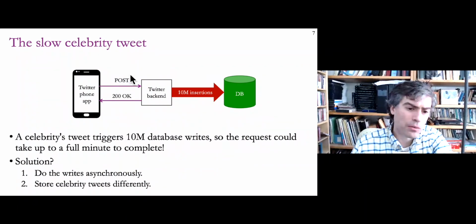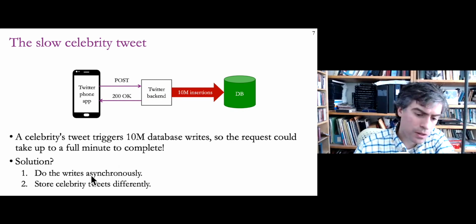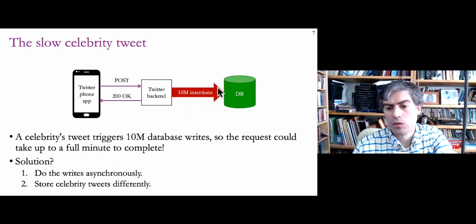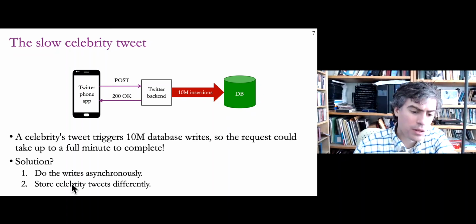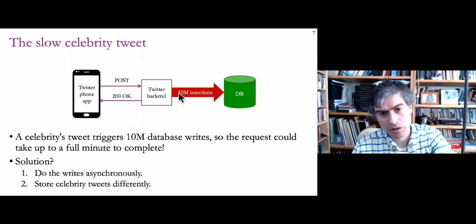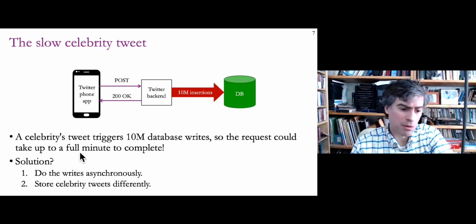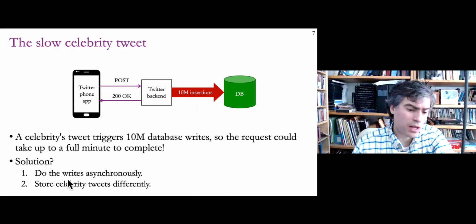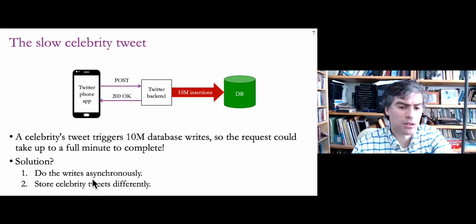So when we do these writes asynchronously, we can have the backend give a 200 OK response immediately, and put a message on a queue to cause all this work to happen later. That's one solution. And a second solution that we're going to come to at the end of the lecture is to store the celebrity tweets differently than everyone else's tweets. So maybe for a typical user that has maybe 100 followers, it might be okay to do it synchronously to make all those updates. But for the celebrities, have a different way of storing their tweets. Okay, so we'll come back to that later. The first solution is to use a queue.